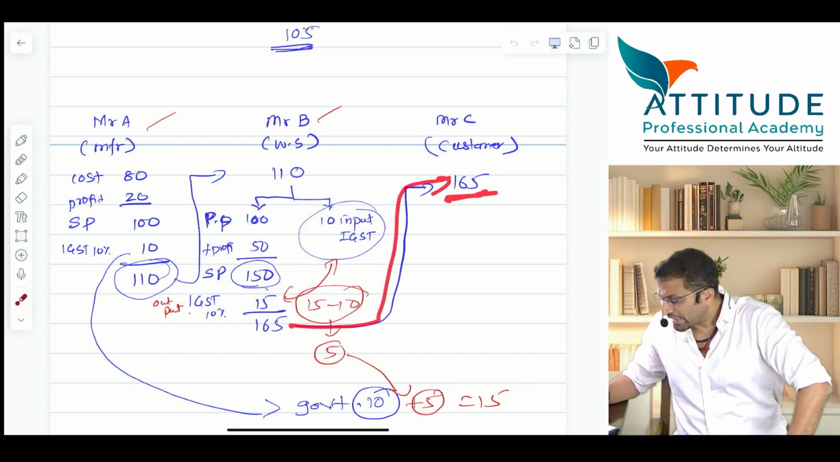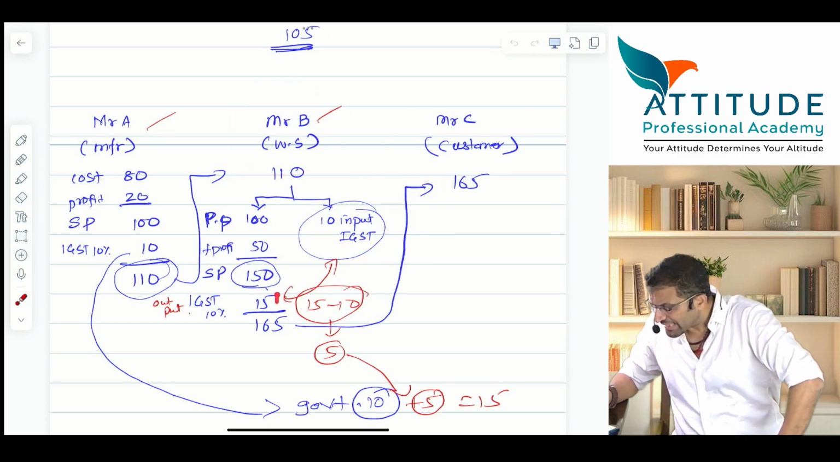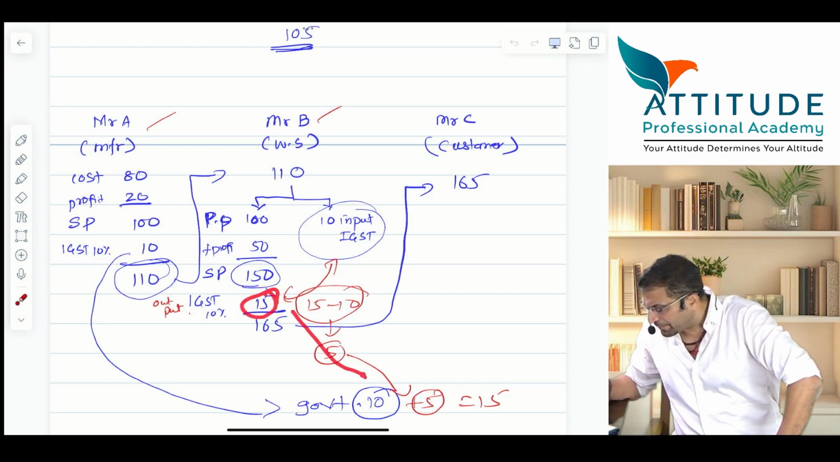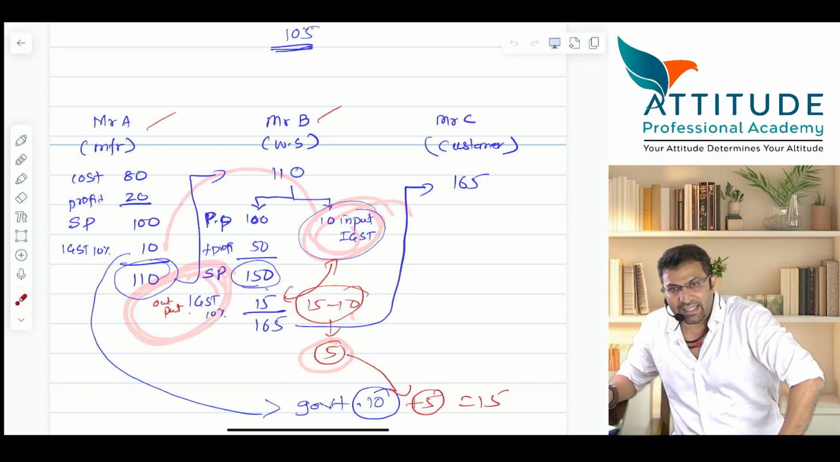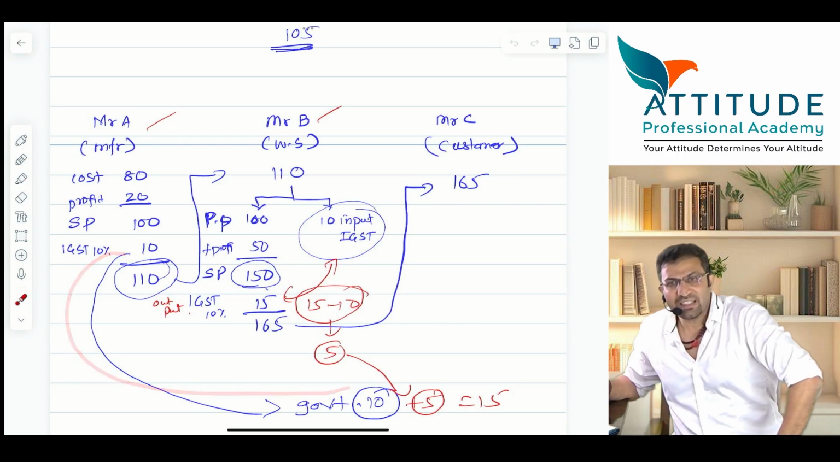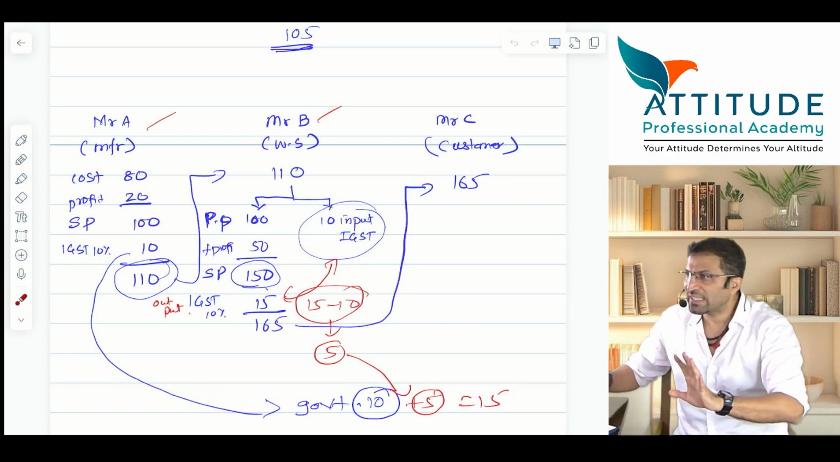Yes. Now tell me, look from B's angle. B has collected a GST from C. How much? 15. Now how much will he pay to the government? Will he pay the entire 15 to the government, or will he pay the difference between input and output? What is the difference between output and input? 5. Because 10 rupees he has already paid to whom? A, and A has already paid it to the government. Is that clear? You will get a credit.